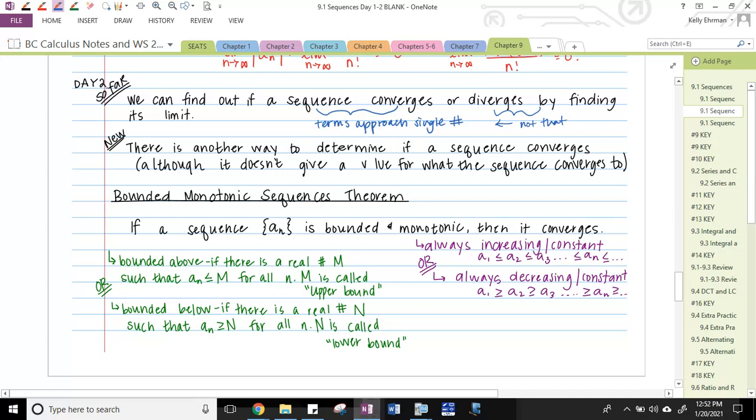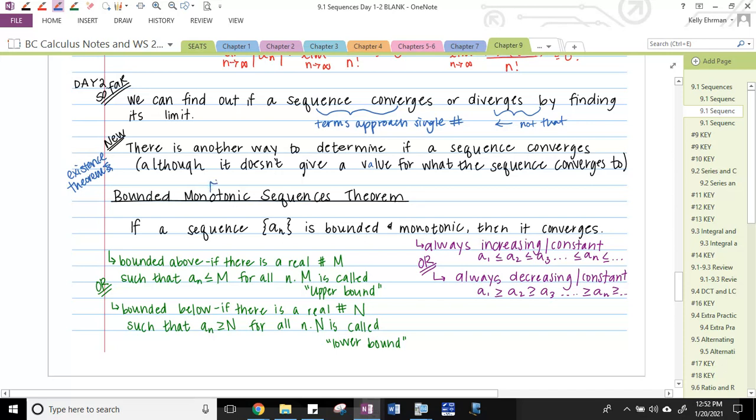So there is another way to determine if a sequence converges, but this is another one of those existence theorems. Existence theorems always kind of drive me crazy because there's still more work to do once you figure out that something converges. This just says, hey, this thing converges or diverges, and then you can go from there. It does not give us a value for what this sequence converges to. We would have to do that work as we've been doing. This is called the bounded monotonic sequences theorem.